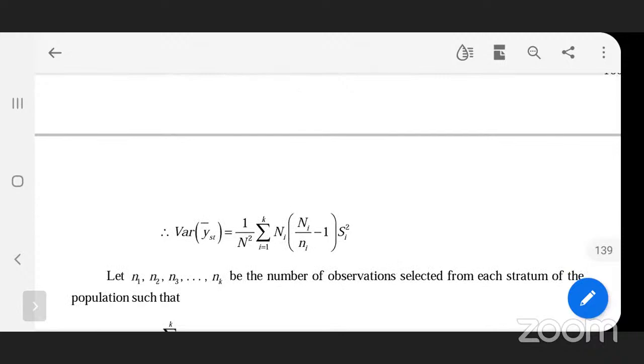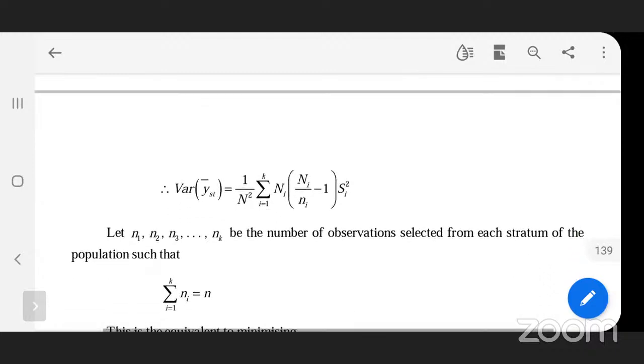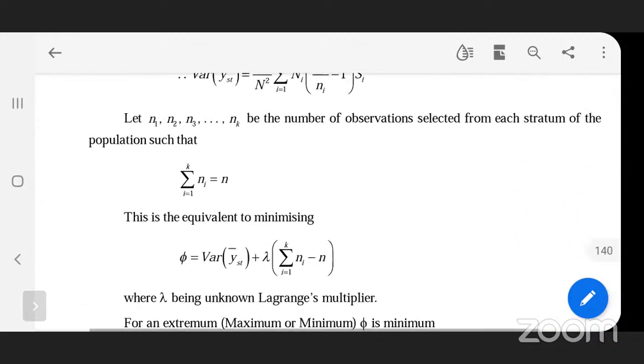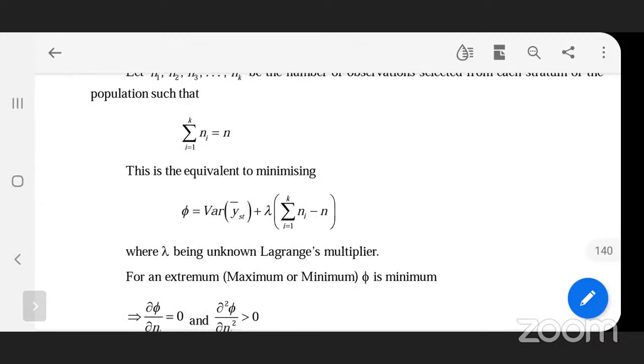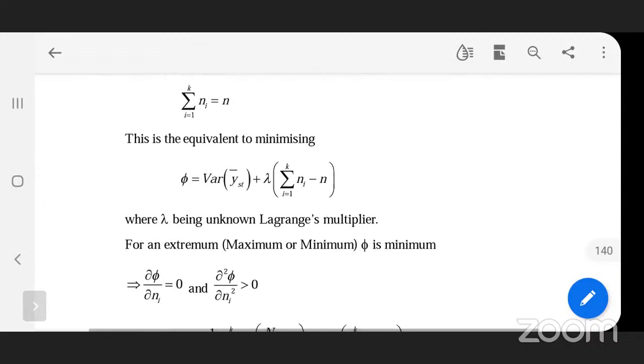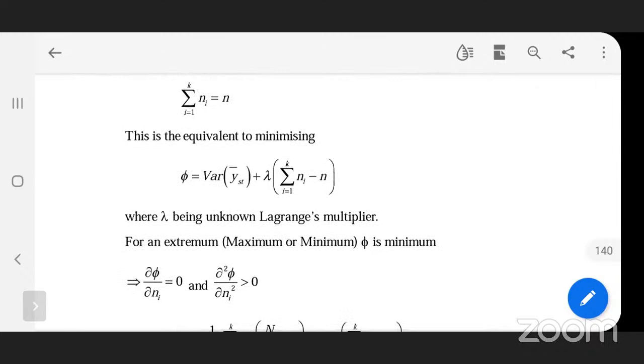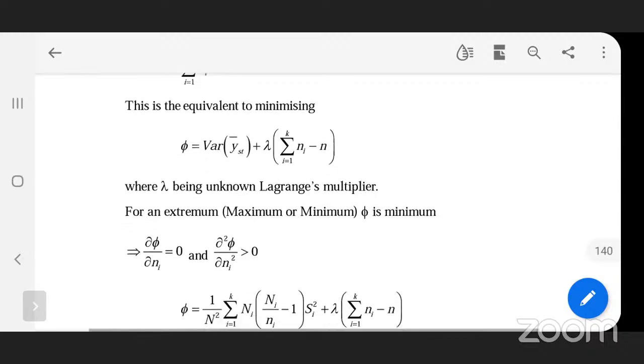So variance of YST bar equal to 1 by N square into summation Ni into capital Ni minus ni by ni, that is Ni into Ni minus 1 into Si square. Let n1 and so on up to nk be the number of observations selected from each stratum of the population such that summation I equal to 1 to k, ni equal to n. This is equivalent to the minimization of phi equal to variance of YST bar plus lambda into summation I equal to 1 to k, ni minus n. It is the Lagrange's multipliers method.